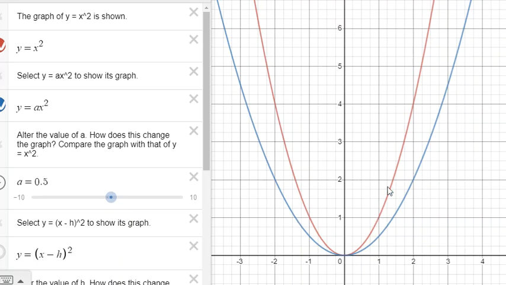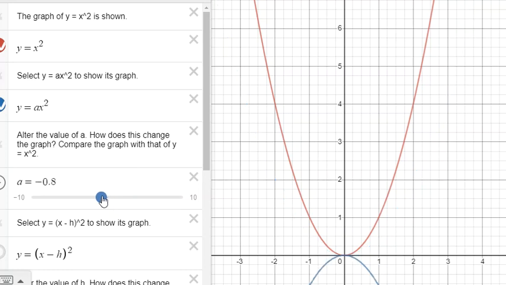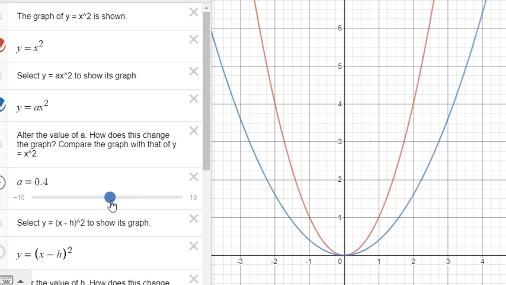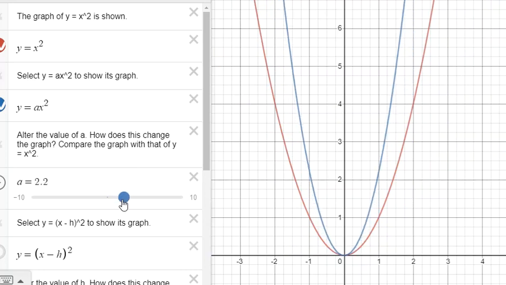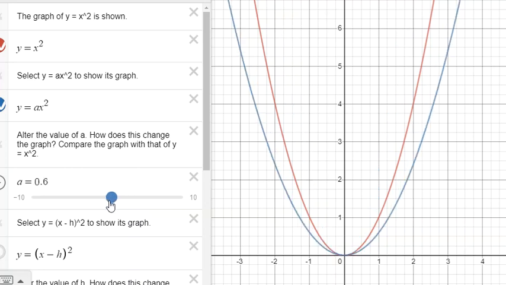We're looking at the blue graph. The red parabola here is y equals x squared. The blue one is the one we are applying the value of a to. If a is between 0 and 1, the graph will become wider. If it is more than 1, it will become narrower. When it becomes narrower, we say it's stretched vertically. When it becomes wider, we say it's compressed vertically.